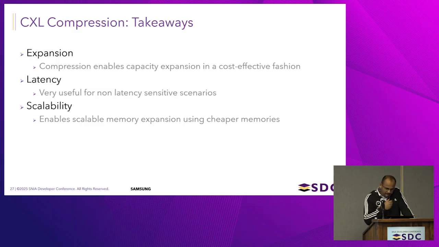So we have certain takeaways from using CXL compressed memories in RAG pipeline. One of the takeaways is about memory expansion: it enables memory capacity expansion in a cost-effective fashion. On latency, it is useful for non-latency sensitive scenarios, maybe, and not all workloads would be benefited. There are certain workloads which are obviously non-latency sensitive. The third point is about scalability. Maybe it enables a scalable memory expansion, by using cheaper memories over the CXL bus and so on.